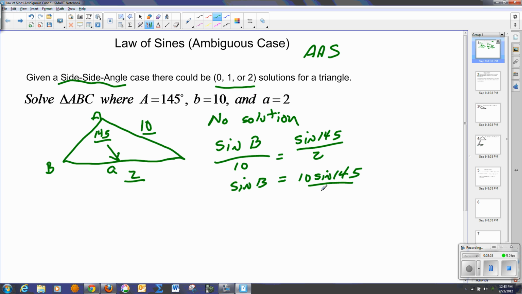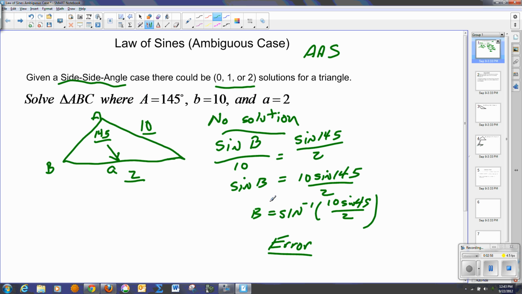145 over 2. So B then is equal to the inverse sine of 10 sine 145 over 2. And when we do this and try to find B, we get an error. And that tells us that there is no solution. So sometimes when we're given a side, another side, and an angle, we find there's no solution right off the bat. And it just pops out for us. And law of sines will always tell us that.